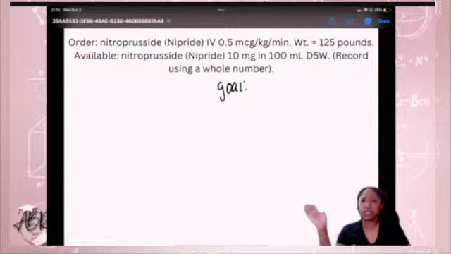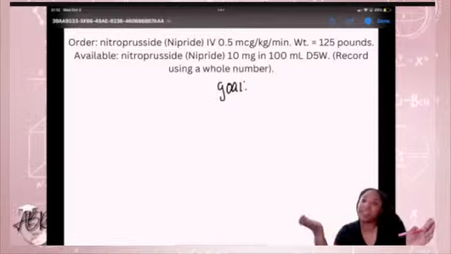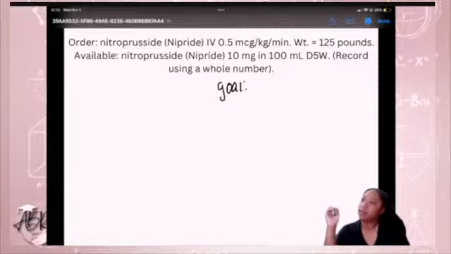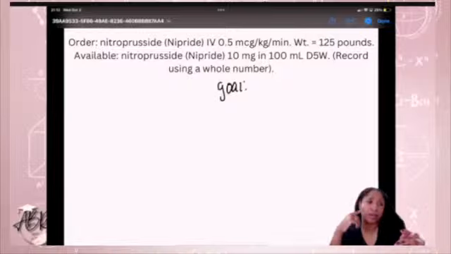All right, so let's do this problem and let's move on. We're talking too much. Nipride IV 0.5 mics per kg per minute. 125 pounds is the weight of the patient. Available is Nipride 10 milligrams in 100 milliliters of D5W. So we're going to look at the milliliters per hour. I think I left that part off, but it's milliliters per hour, okay?